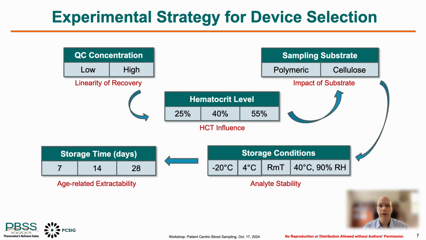We then store those microsamples at -20, 4 degrees, room temperature, and under conditions of accelerated stability testing at 40 degrees C and 90% relative humidity, with and without desiccant to differentiate temperature effects from humidity. We then define a reasonable storage time over which to titrate our recovery assessment as a function of hematocrit, substrate, and storage temperature, typically minimally 7 days and around 28 days by the time method development is completed.